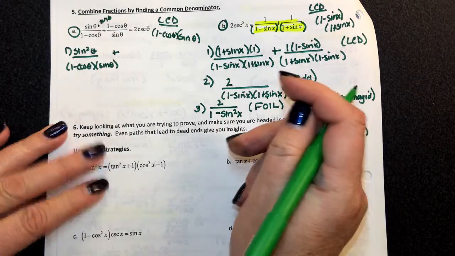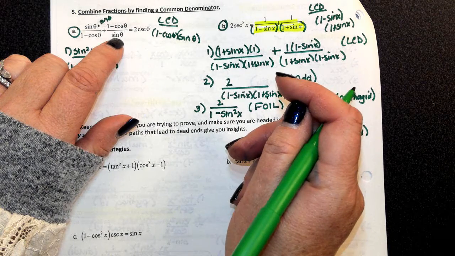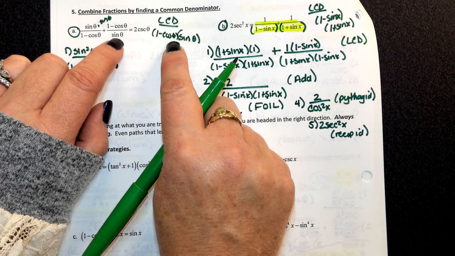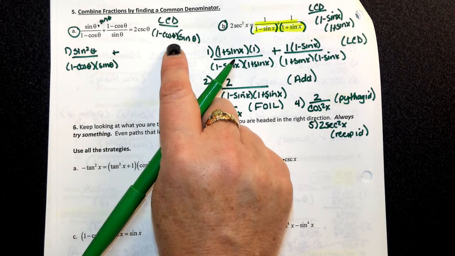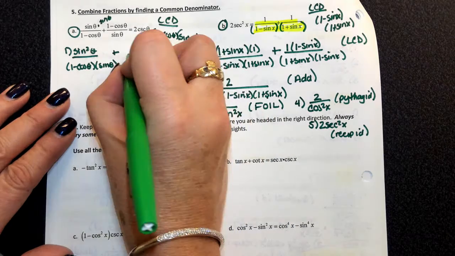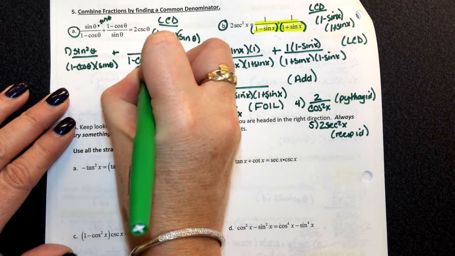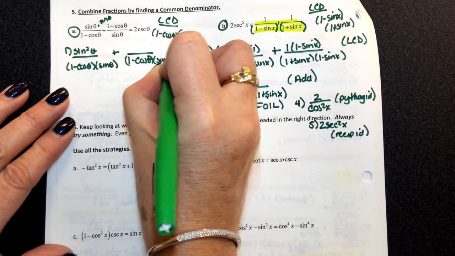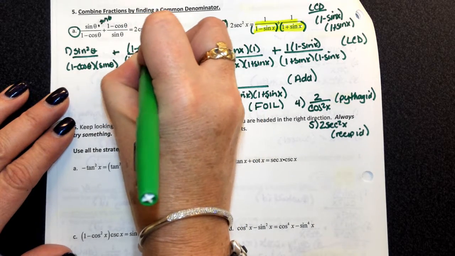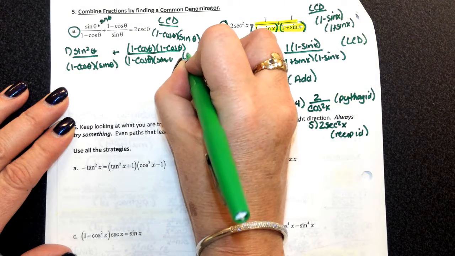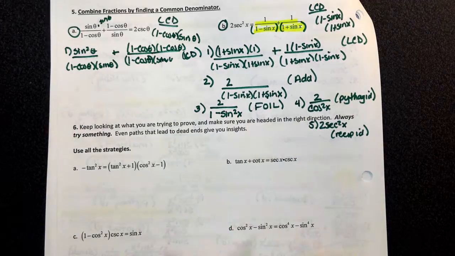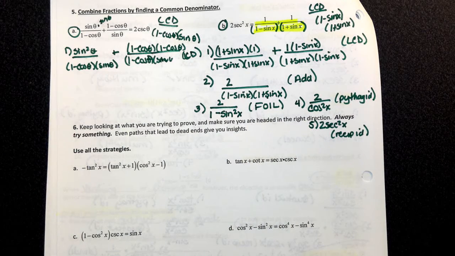Plus, you already have a sine theta on the bottom. What piece is missing that you need? You already have the sine theta. What piece is missing that you need to get the 1 minus cosine theta? So you have to take 1 minus cosine theta and multiply it by itself. And this is just your LCD. I already have a sine squared. There's no more simplifying I can do.